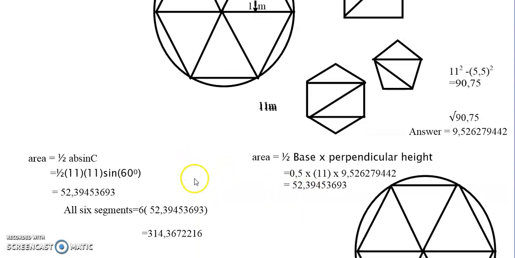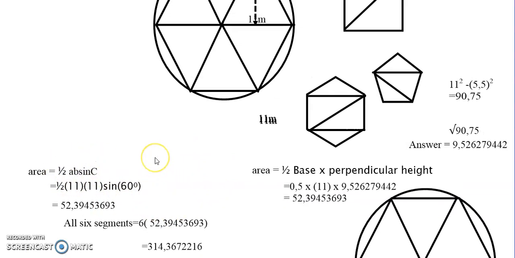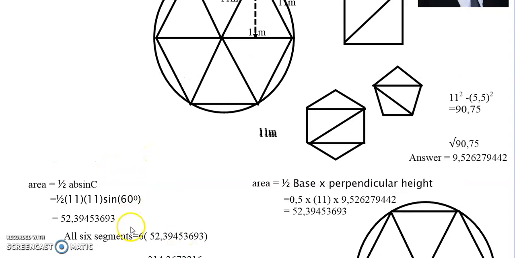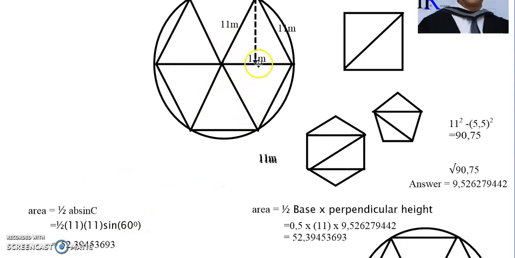For those who have done trigonometry and know how to work with the sine rule, the area rule, you can calculate the area of a triangle without knowing the perpendicular height, if I've got two sides and an included angle. In this case, it's 60 degrees. I can say area is half AB sine C.